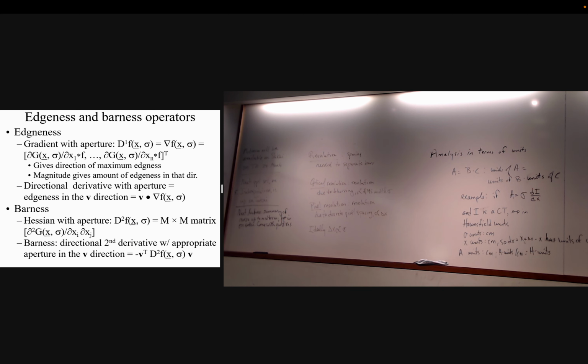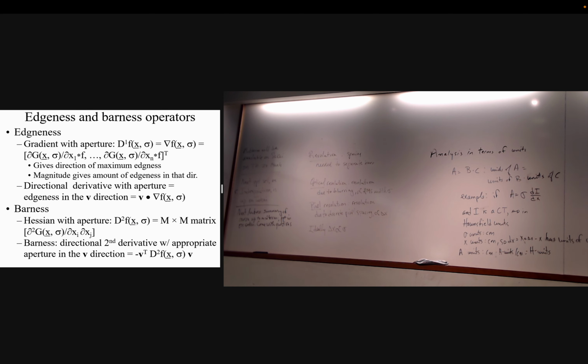There's a little section here of stuff that we've already gone through in this course on edginess and barness. You've had homework assignments on each. I've talked about them in lectures multiple times. I'm not going to repeat myself at length. But the basic point is that there are operators on images that measure edginess and barness.